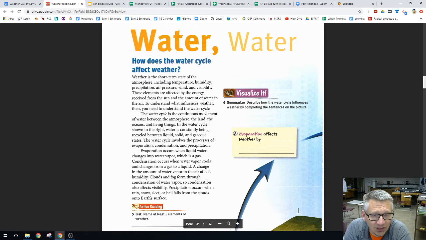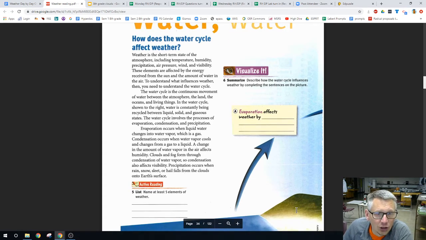The water cycle is a continuous movement of water between the atmosphere, the land, the oceans, and living things. In the water cycle, shown to the right, water is continuously being recycled between liquid, solid, and gaseous states. The water cycle involves the process of evaporation, condensation, and precipitation. Evaporation occurs when liquid water changes into water vapor, which is a gas. Condensation occurs when water vapor cools and changes from a gas to a liquid.